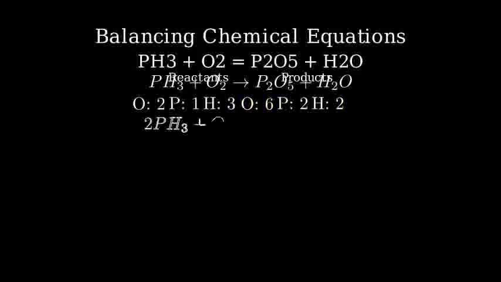To balance phosphorus, we should start by placing a coefficient of 2 in front of PH3. Now we have 2 phosphorus atoms on each side. Let's update the quantity counts underneath our equation.